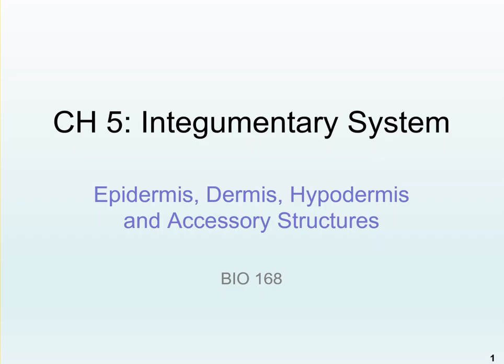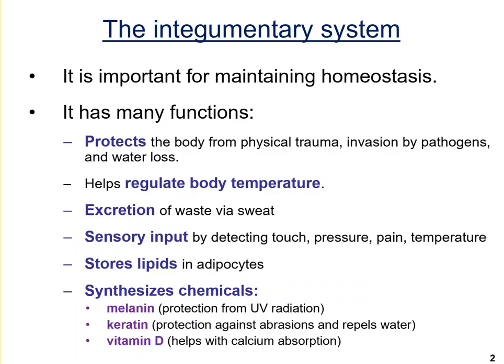So let's look at some of the functions of your integumentary system. The first is the most logical one you can think of. It's going to have an important function for maintaining homeostasis. And the way it helps maintain homeostasis is going to be through protection. Okay. So you can protect your body from physical trauma, from invasion by pathogens, from water loss, etc. It also helps regulate your body temperature, and this is really key in maintaining homeostasis.